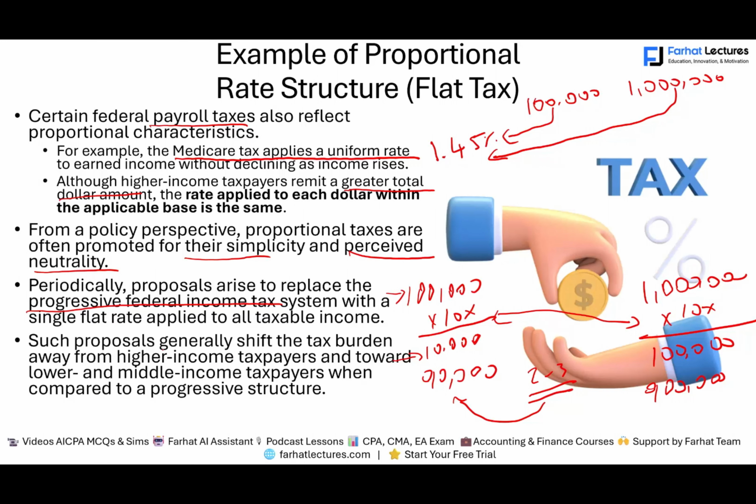Such proposals generally shift the tax burden away from higher income taxpayers and toward lower and middle income, and that's why people don't like it when compared to progressive. Under the progressive, the $1 million earner will have to pay more in taxes.